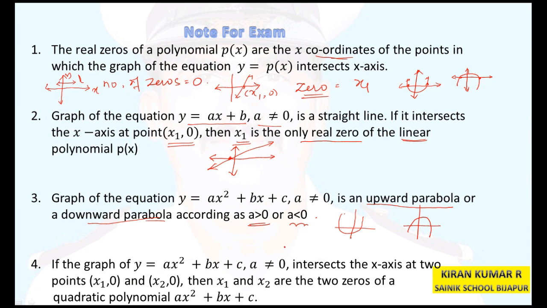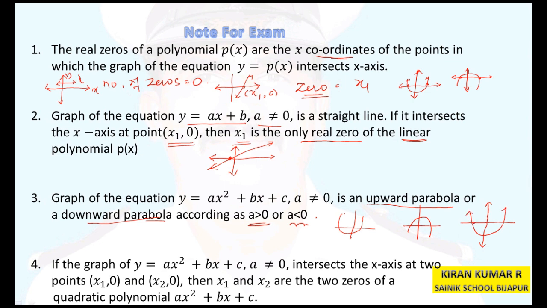Look at the fourth point. If the graph of y is equal to ax square plus bx plus c, a not equal to 0, intersects the x-axis at 2 points, x1, 0 and x2, 0, then x1 and x2 are the two zeros of a quadratic polynomial ax square plus bx plus c. What does it mean? If we have a quadratic polynomial, we get a parabola. Suppose I get a parabola like this.